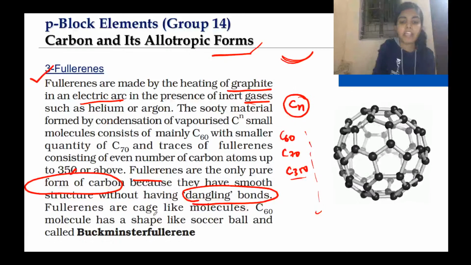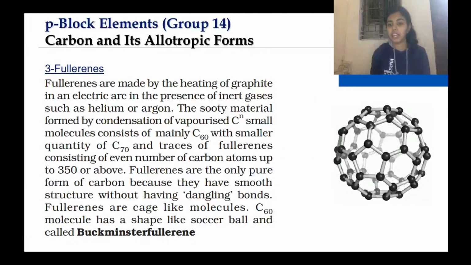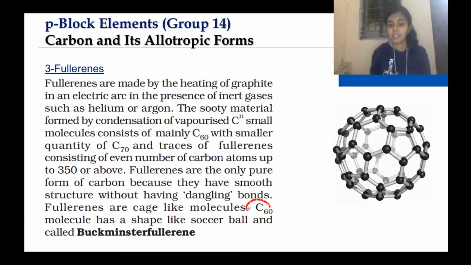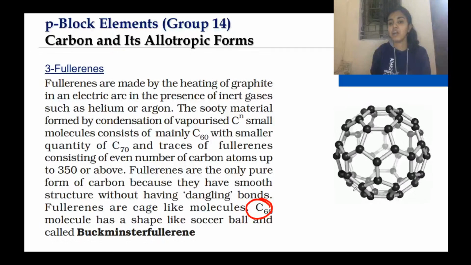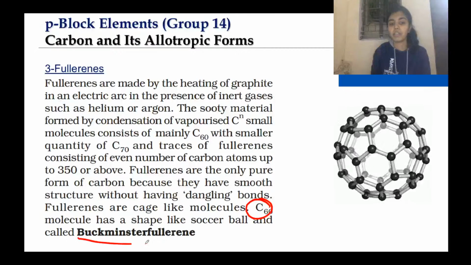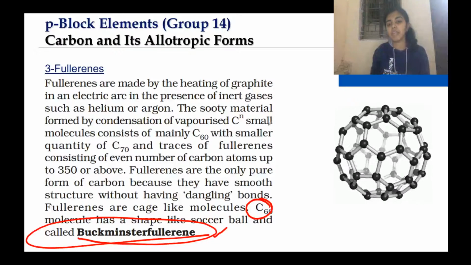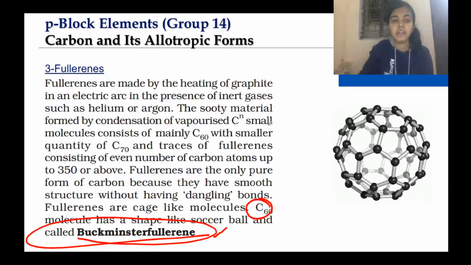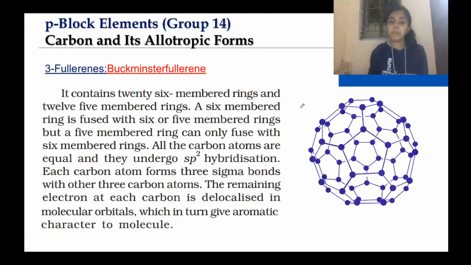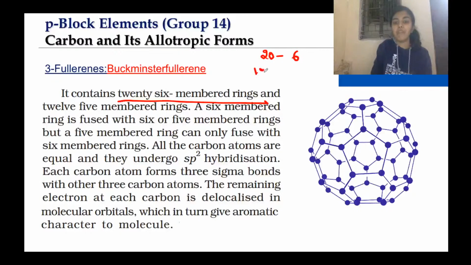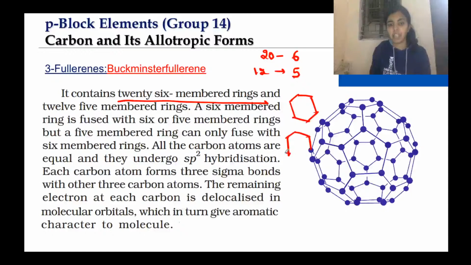Now fullerenes are cage-like molecules. Here you can see the cage being formed, right? And C60 has the shape of a soccer ball. So basically it is known as what? Buckminster fullerene. Because of this, C60 is known as Buckminster fullerene. Now talking about the structure, it contains 20 6-membered rings and 12 5-membered rings, right? So this is the 6-membered ring that it contains and this is the 5-membered ring that is contained, right?